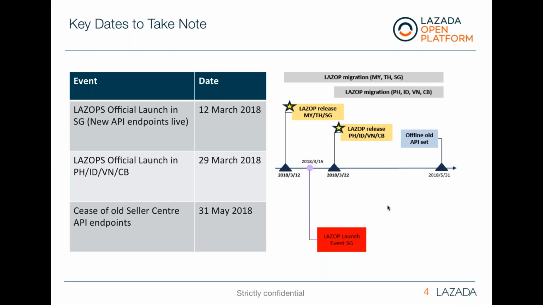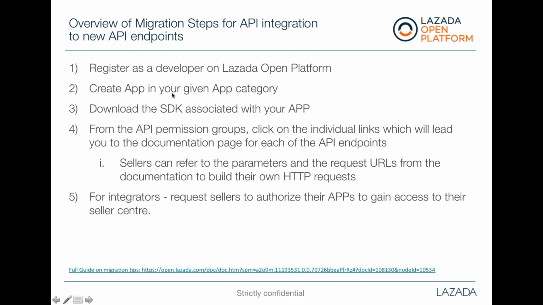And here is the overview of the migration steps. The first step, you will need to register as a developer on the new platform. You will also need to create your app, which means you will need to register your application under a certain application category, because we provide some categories for you to choose. For API sellers, we recommend that you use the seller in-house application category. Later, I will provide a demo.